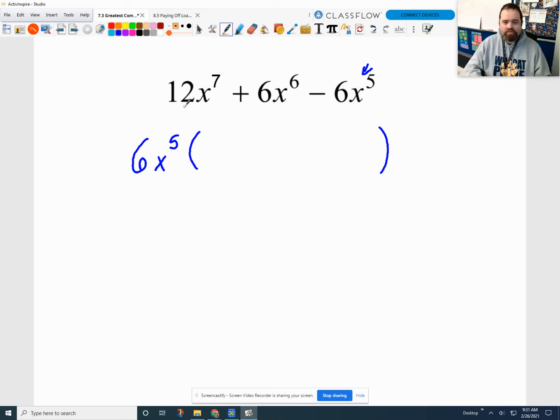So basically all of these terms here are going to get divided by 6x to the 5th, 6x to the 5th, 6x to the 5th. So that's going to leave 2x squared. I still have my x to the 7th if I multiply it back together, plus 1x. Still have x to the 6th if I multiply it back together. And then my last term, 6x to the 5th, I divided out 6x to the 5th.